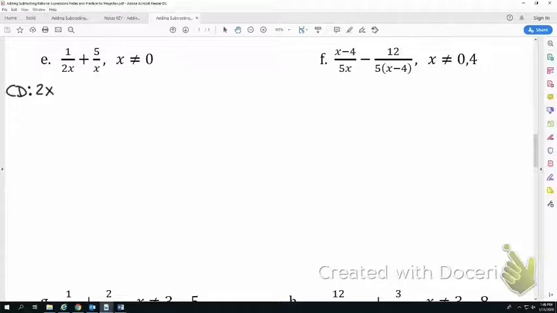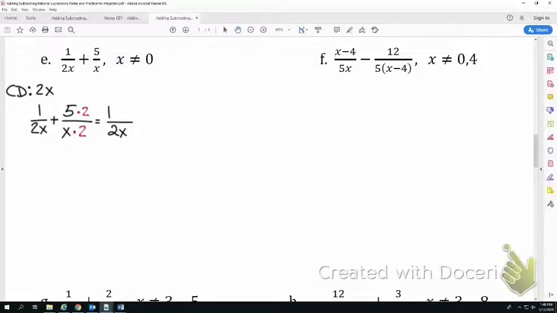So next I need to apply the common denominator. The first fraction. Do I need to do anything to the first fraction? No. Do I need to do anything to the second fraction? Yes. What is it missing? I need to multiply both the numerator and the denominator by 2. So to find the common denominator, you're just multiplying the... Okay, so now I've got my common denominator of 2x.